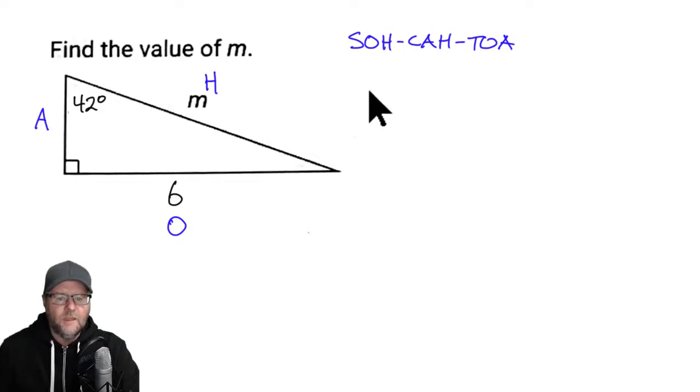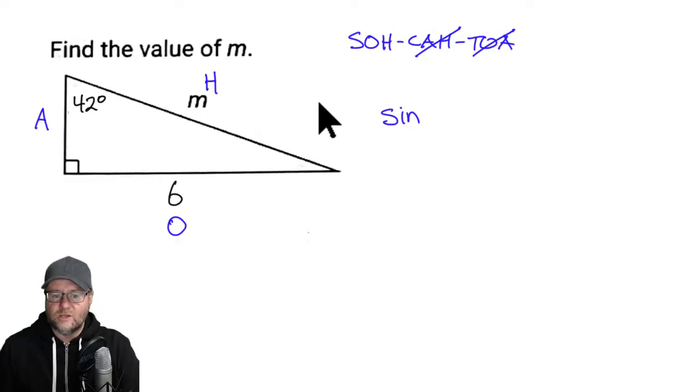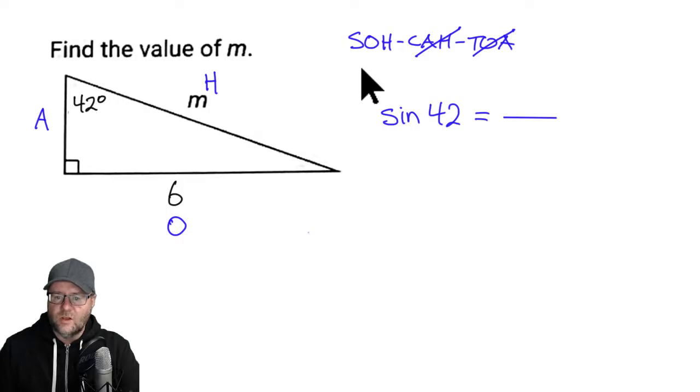Having a look at my triangle, I've got information about the opposite and the hypotenuse. I've got no information at all about the adjacent. So I can't use anything that's got an A in it. So scratch these two. It has to be a sine ratio because it's got opposite and a hypotenuse. My sine, and that's what the little SOH stands for. Sine is opposite over hypotenuse. So I'm going to create a fraction. Sine of my 42-degree angle equals, create a fraction, on the top is my opposite, which is 6, and on the bottom is my hypotenuse, which in this case is m.